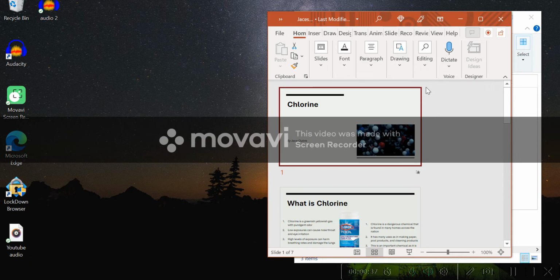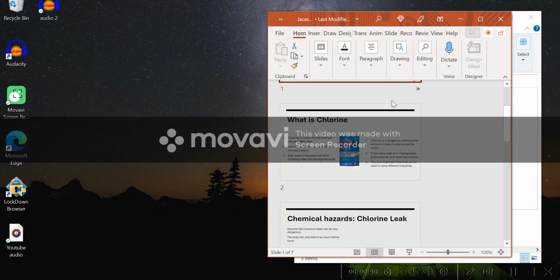Chlorine is a greenish-yellowish gas with a pungent odor. Low exposures can cause nose, throat, and eye irritation. High levels of exposure can cause damage to breathing rates and damage to the lungs. Chlorine is a dangerous chemical that is found in many homes across the nation. It has many uses in papermaking, pool products, and pool cleaning products. This is an example of a chemical product that uses chlorine: the Clorox pool tablets.